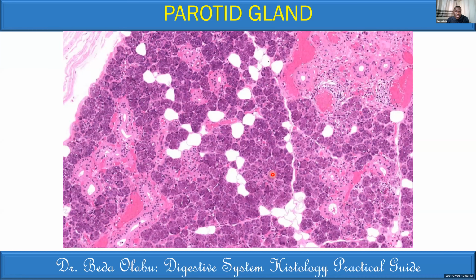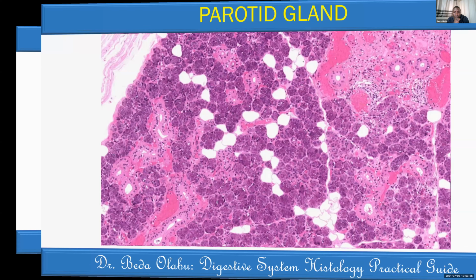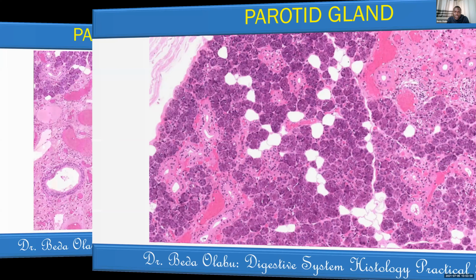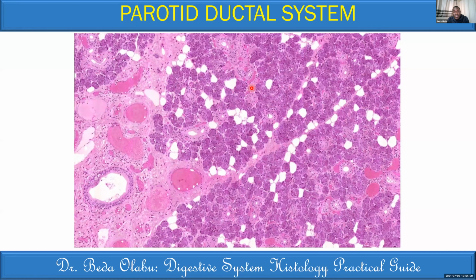All right, this one shows us at least the capsule, it's encapsulated. It's also showing us the different types of ducts there. I want us to talk about the ductal system of the parotid gland. I've mentioned to you that any salivary gland is lobulated. The major ones are lobulated. So we have connective tissue that separate the lobules.